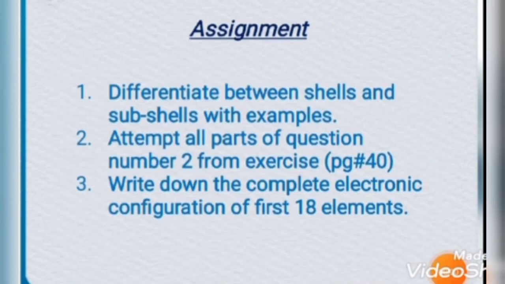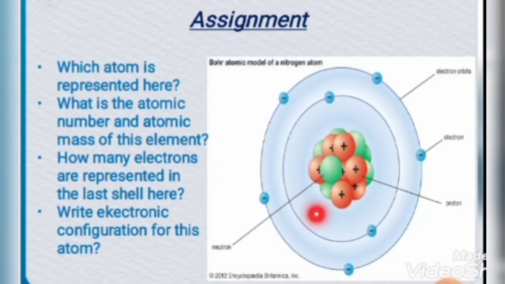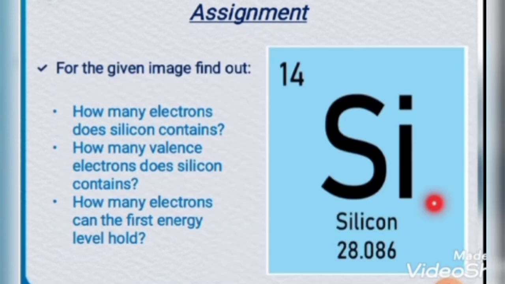Okay, students, so these are the questions which you have to attempt. For this given image, you have to write which atom is represented here, what is the atomic number and atomic mass of this element, how many electrons are represented in the last shell, and also write the electronic configuration for this atom. And for this given image, you have to find how many electrons silicon contains, how many valence electrons silicon contains, and how many electrons the first energy level can hold.